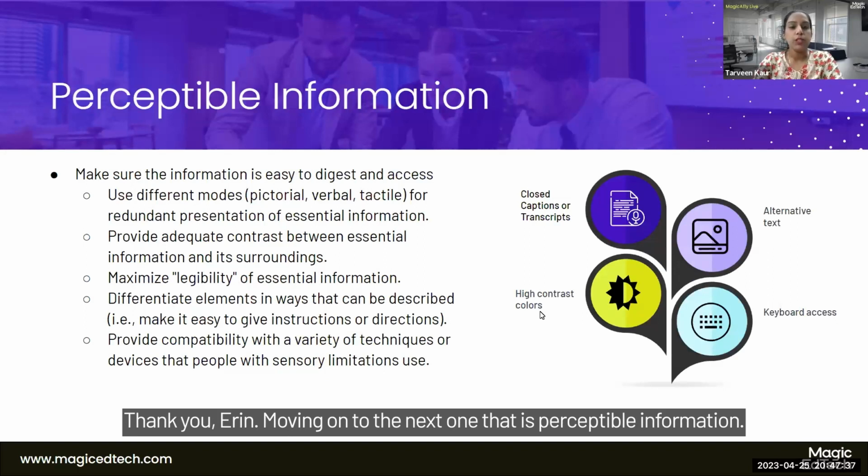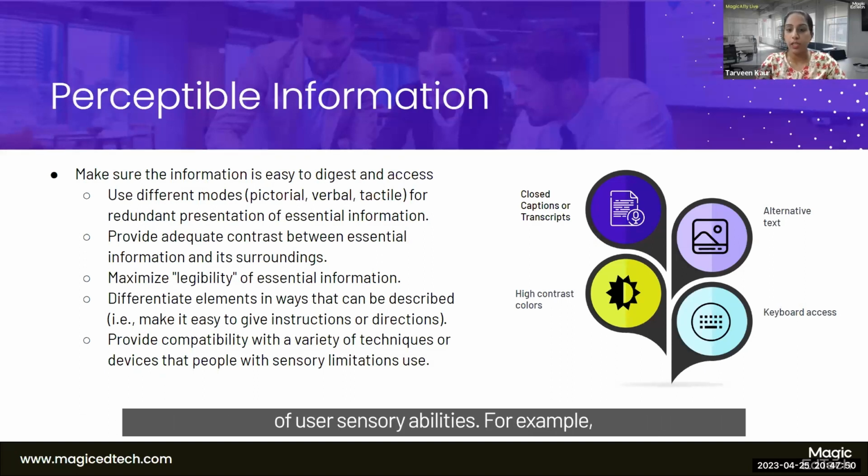Thank you, Erin. Moving on to the next one, that is perceptible information. The important note to be taken care of is to ensure that any information being perceived is accessible regardless of user sensory abilities. For example, a website should have clear and legible text, as well as options for audio and video cues to accommodate users with different sensory preferences.